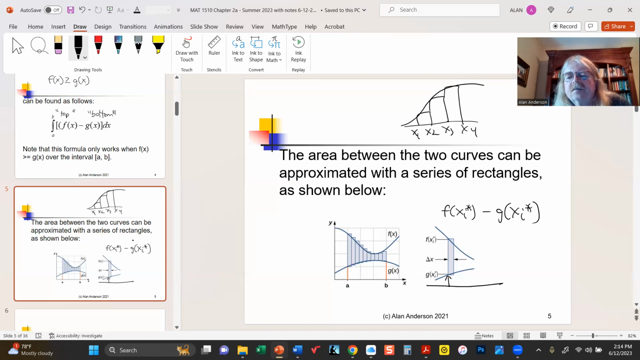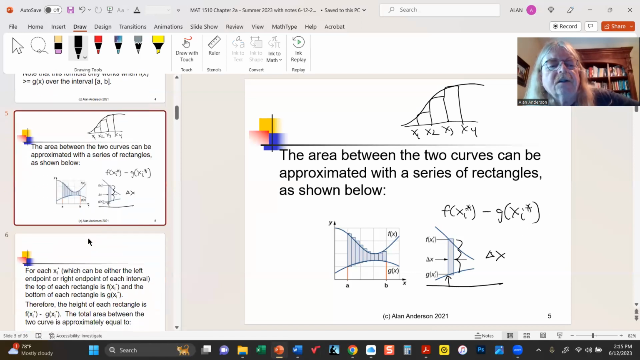In other words, g of x i is the height above the horizontal axis. f of x i star is the height above, again, the horizontal axis. So the difference between the two is what's left over, this piece. And the width is just delta x. We choose that. Now you can see that if we choose a very wide delta x, the approximation will be good, but not perfect, because the shaded regions here are somewhat different than the actual area between the two curves. So you can imagine what's going to happen if we take the limit of this difference as the delta x's shrink.